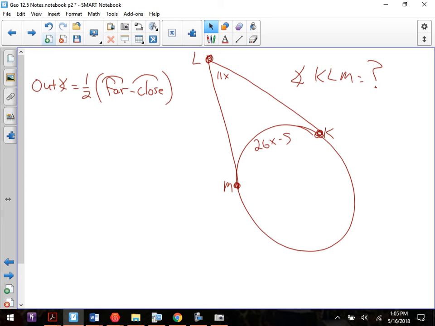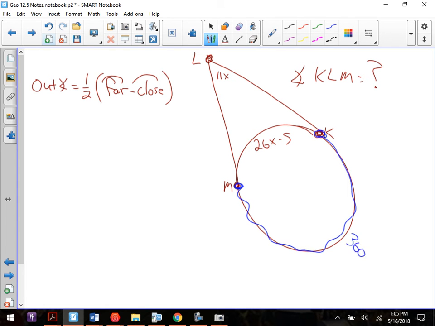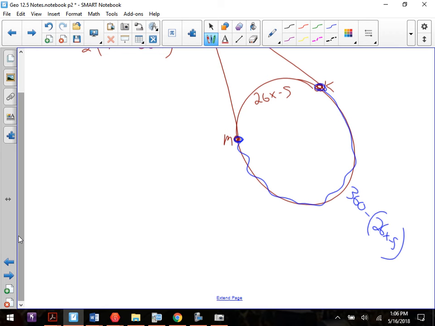Well, how many degrees are in a circle to begin with? So what's the far one? Yeah. This from here to here then is going to be 360 subtract the 26x minus 5. And notice what I did with the parentheses. You have to subtract out that whole part, otherwise you're going to do it incorrectly. Because the close arc is, in fact, that 26x minus 5. So you're subtracting that whole piece, which means you have to remember to distribute your negatives.